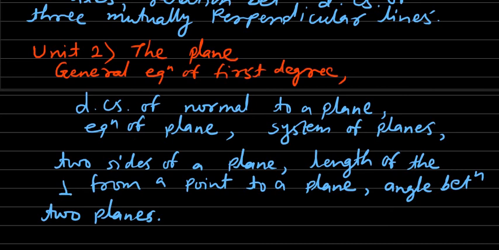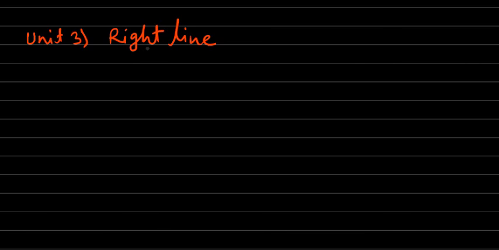Then the unit number 3. In the 3rd unit, we are going to study the right line. What is meant by a right line? We know about the line, but what is meant by the right line? If we consider a line in 3 dimensions, then that line we are going to call a right line. So a line in 3D we are going to call a right line.